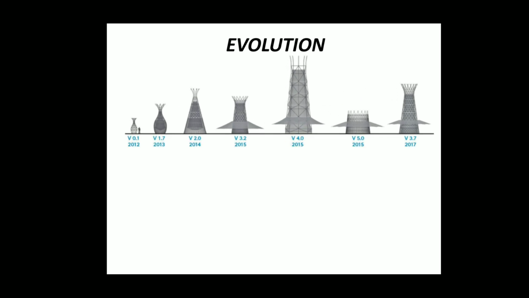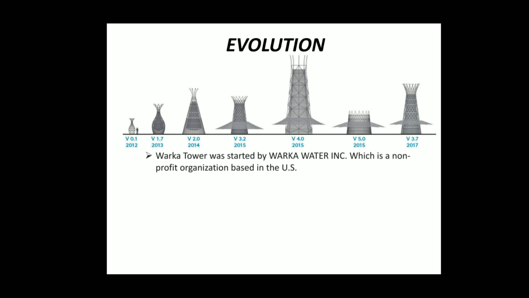As you all can see in the figure, first this Warka Tower was started on 2012 by the name version 0.1 and it got evolved to version 3.7 in 2007. This Warka Tower was started by Warka Water Inc., which is a non-profit organization based in the US. They focus on innovative and sustainable solutions to some of the humanity's most enduring problems through the fusion of local knowledge and resources, visionaries, design and ancient traditions.